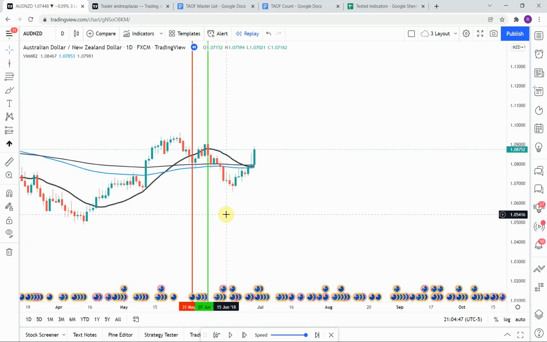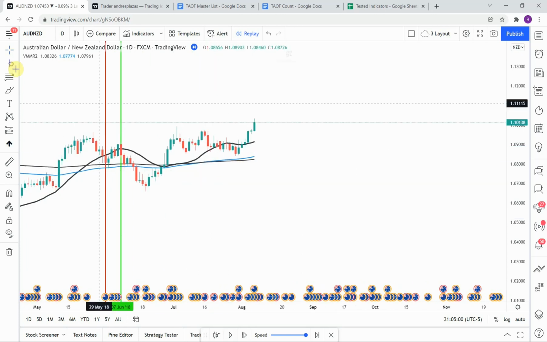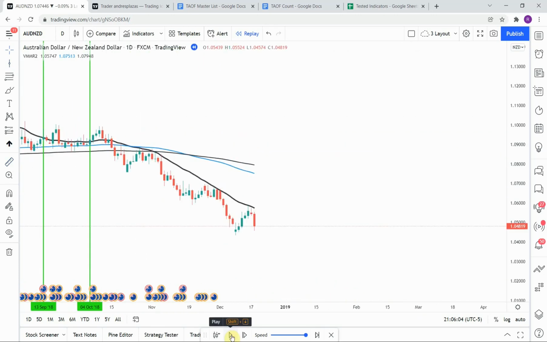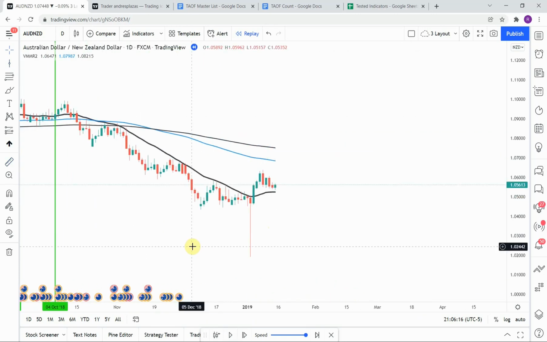All right, so what I'm going to do here is go ahead and fast forward the testing. That way things won't get too long, and we'll pick this up at the end of the year. All right, so that puts us at the end of the year right there.